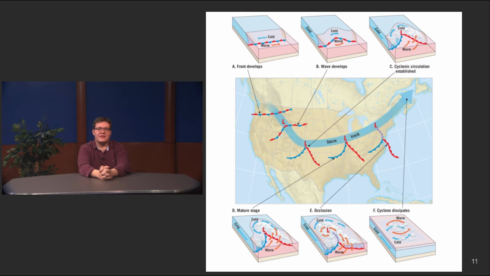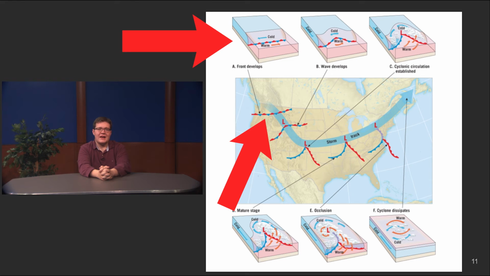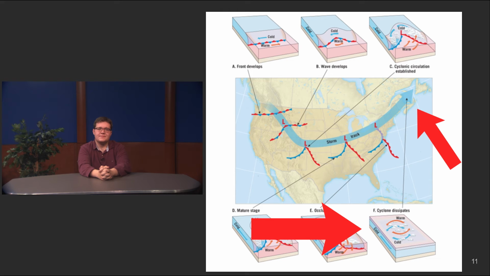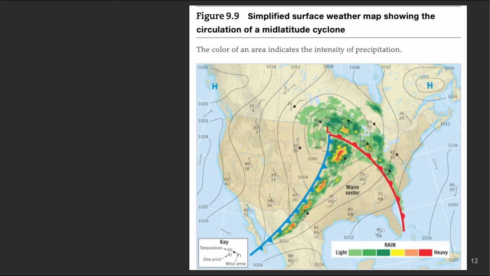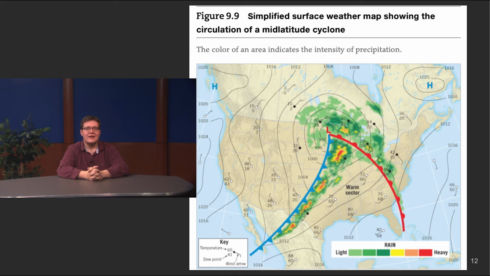The polar front theory describes 6 stages of the life cycle of a cyclone, starting with a clash of 2 air masses along the polar front and ending with the dissipation of the low. The weather moves in a counterclockwise motion in the picture shown, and the map also shows the intensity of the precipitation.